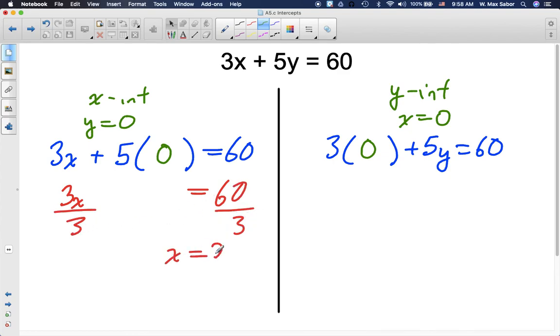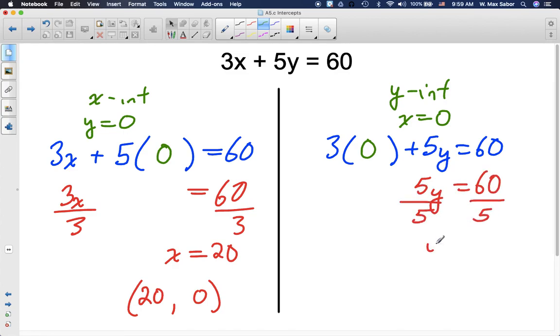So x equals 20. So (20, 0) is our x-intercept. Here, 5y equals 60, dividing by 5, gives y equals 12. So (0, 12) is our y-intercept.